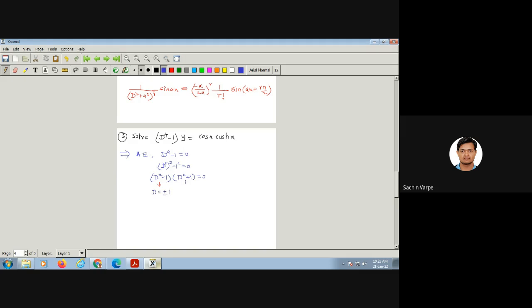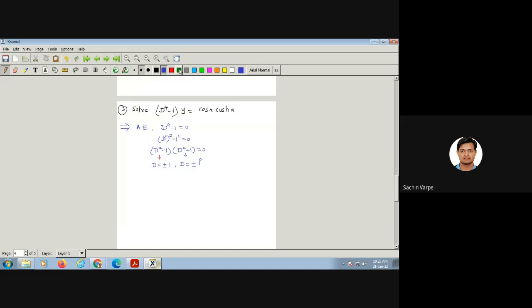Isn't it? And for this factor, the roots are D equal to plus minus i. Right, so these are the four roots. So write the complementary function for these four roots. CF is equal to c1 e to the power minus x plus c2 e raised to x plus, for the complex roots, e raised to 0x will be 1, c3 cos x plus c4 sin x. Right, this is the complementary function.